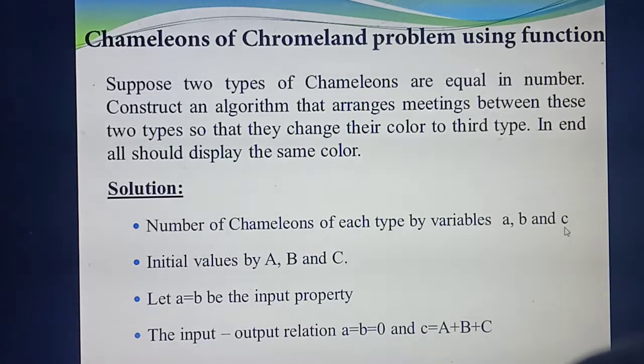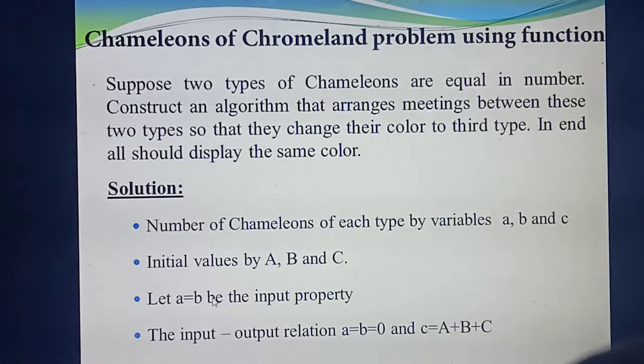Okay. So initial values. You are declaring the variables capital letter A, capital letter B and capital letter C. Now you need to give the input. What's the input I said? Two types of Chamberlains need to be equal in number. So A equal to B.